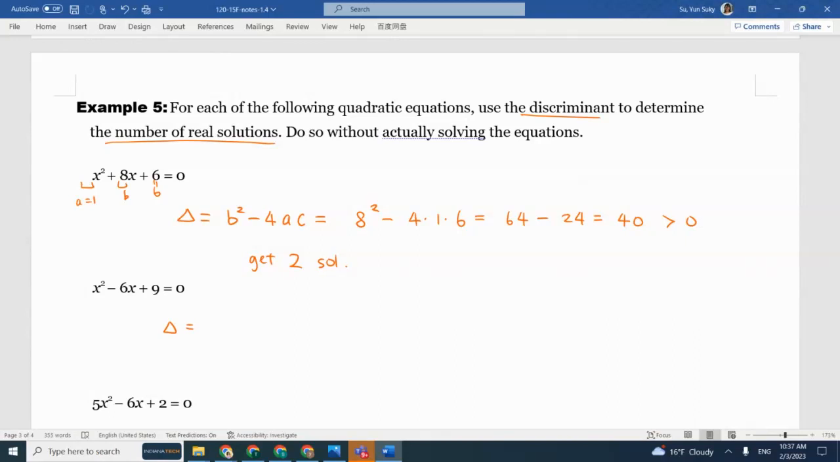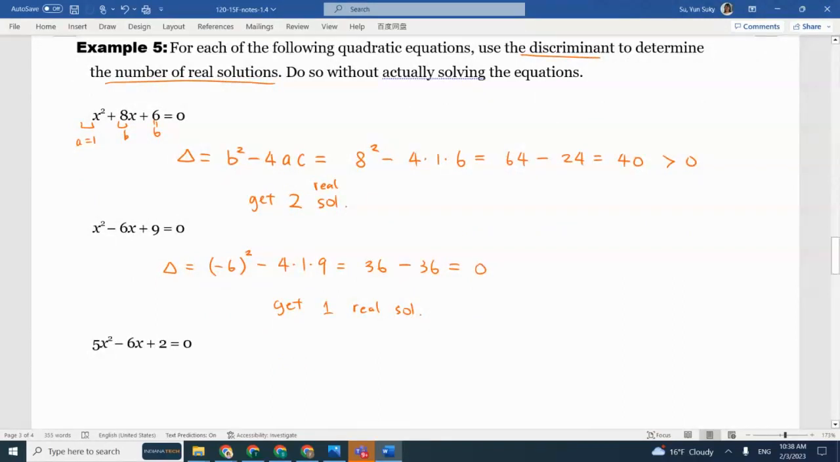Okay, next. What is B? Yes, negative 6. But when we put square, don't forget the parentheses, right? Minus 4. What's A? C? Negative 6 squared is? Yes, 36. 4 times 9? How many solutions? One. One real solution. Yes.